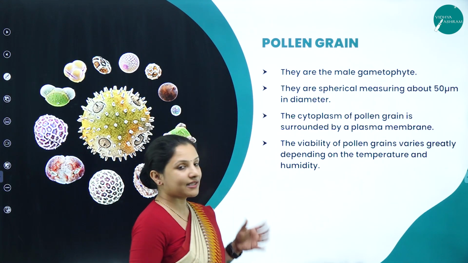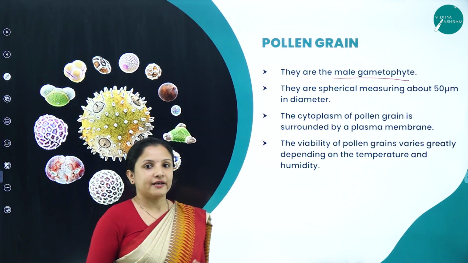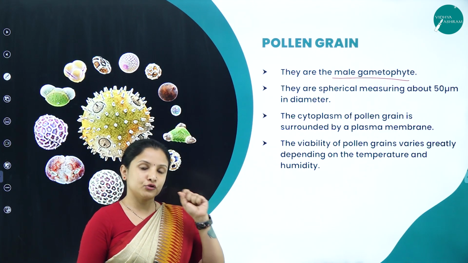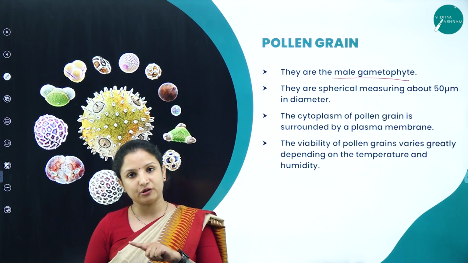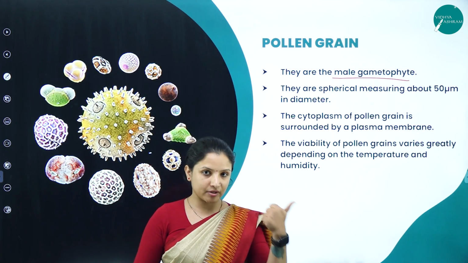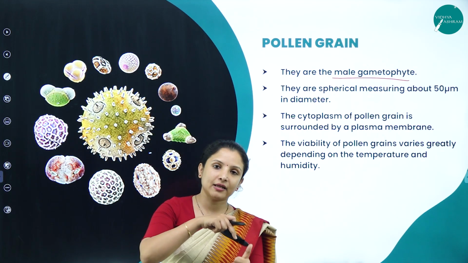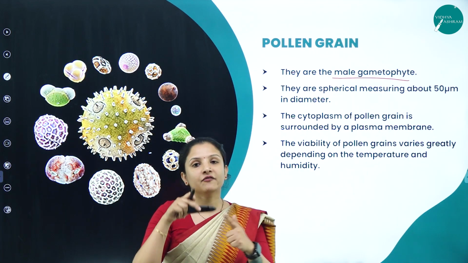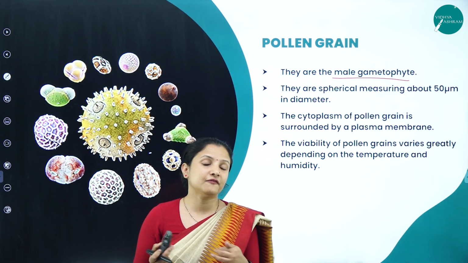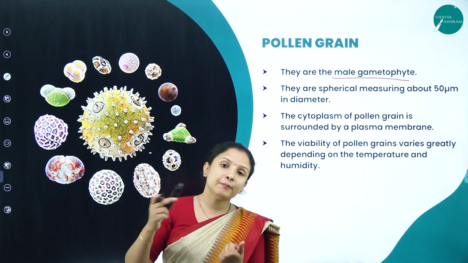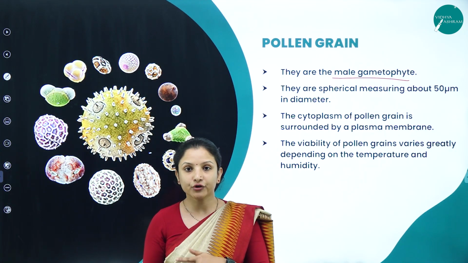Pollen grains are actually the male gametophyte. Two types of gametophytes are there, the male gametophyte and the female gametophyte. Male gametophyte is nothing but the pollen grain. Here I'm talking about the flowering plant. So the male gametophyte will be the pollen grains, and the female gametophyte will be the ovules. Now I hope you have understood. But if I talk about human beings, the male gametophyte will be the sperms and the female gametophyte will be the egg or the ova. Understood?